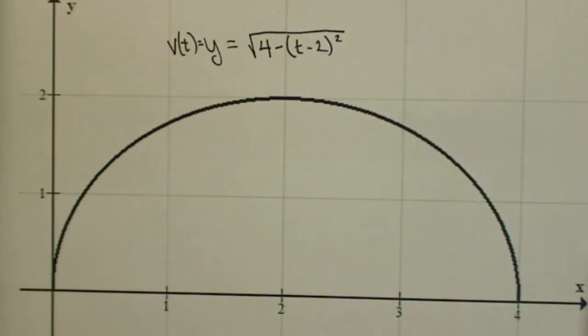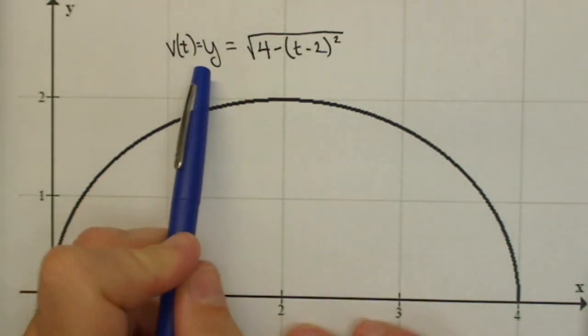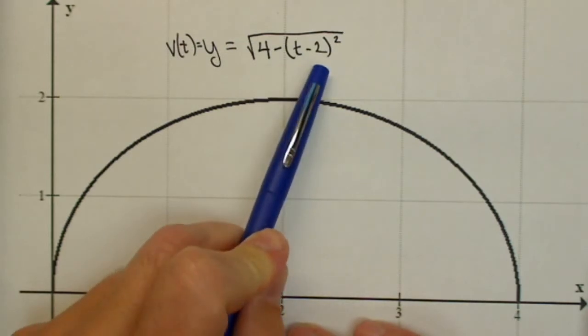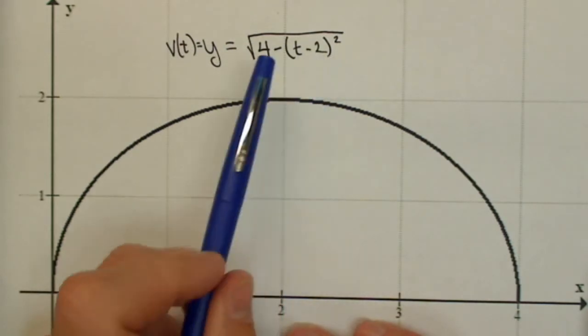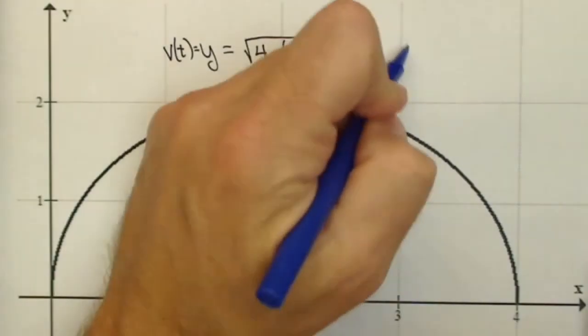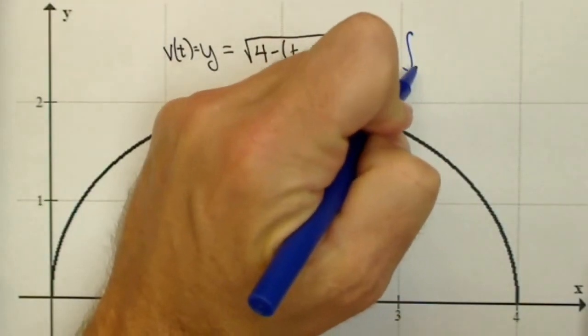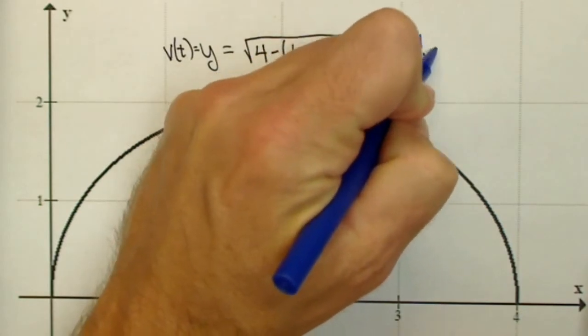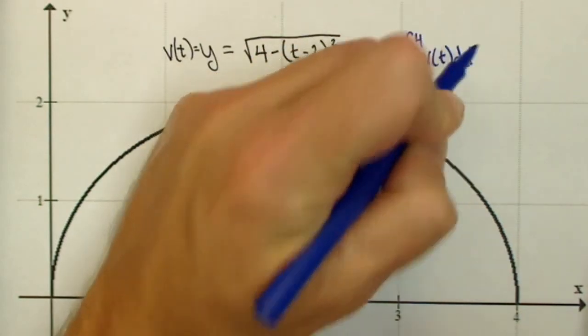So in activity 4.9, we're given a velocity function, the square root of 4 minus the quantity t minus 2 squared, which is going to be half a circle with a radius of 2 that's centered at the point (2, 0). So here's our graph, and we can use this to help us calculate the integral from 0 to 4 of v of t dt.